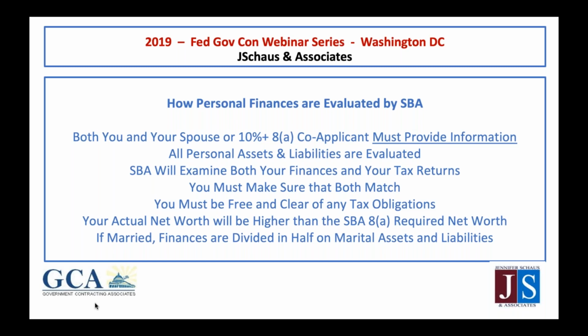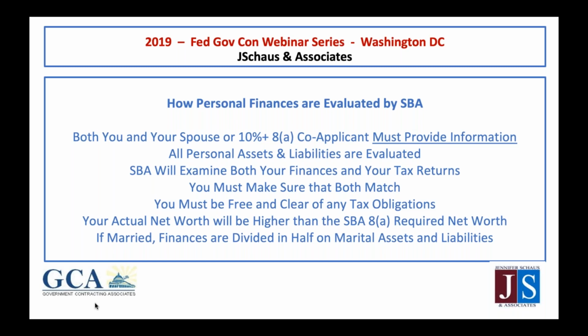How personal finances are evaluated by SBA. Both you and your spouse, and any 10% plus partners in your firm who would be co-applicants, must provide information. All personal assets and liabilities are evaluated. SBA examines both your finances and your tax returns, and your tax returns will be bumped against your finances that come off of the 413. You must make sure that both match.